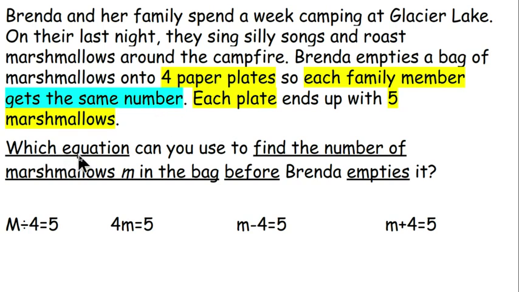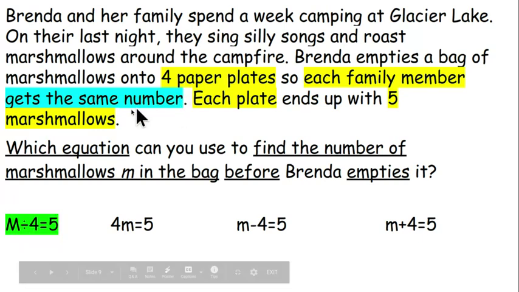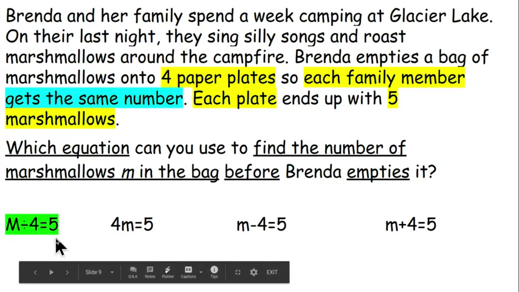And we have right here which equation, and we're looking for the number of marshmallows M in the bag before Brenda empties it. So she starts with some number, and then she is going to split them on these 4 paper plates, right? If you split, we know we're dividing. And that's going to give every plate 5, right? So good. If you started with the number of marshmallows divided by the 4 plates, and we said that gets the same number and we're splitting it up equally, that's usually division, right? That equals 5. How are you doing? I hope you're getting these.